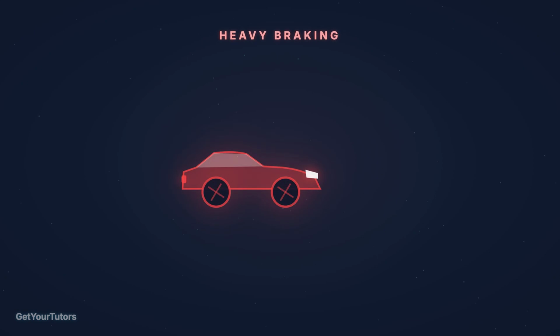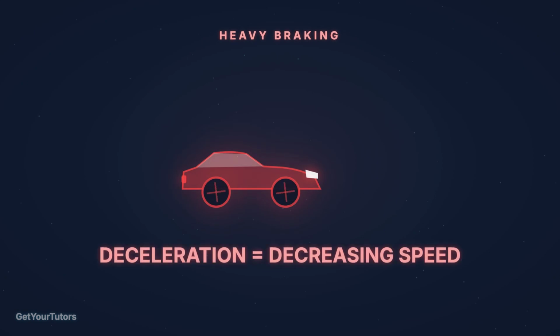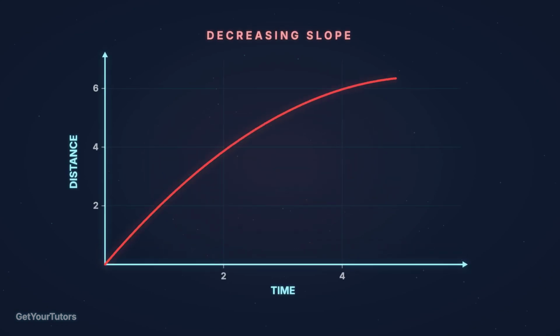What happens during heavy braking? The car is slowing down, entering a state of deceleration. The overall speed is dropping second by second. Deceleration forms a curve with a decreasing slope. The steep line gently bends downwards, gradually flattening out as the car loses its forward momentum.